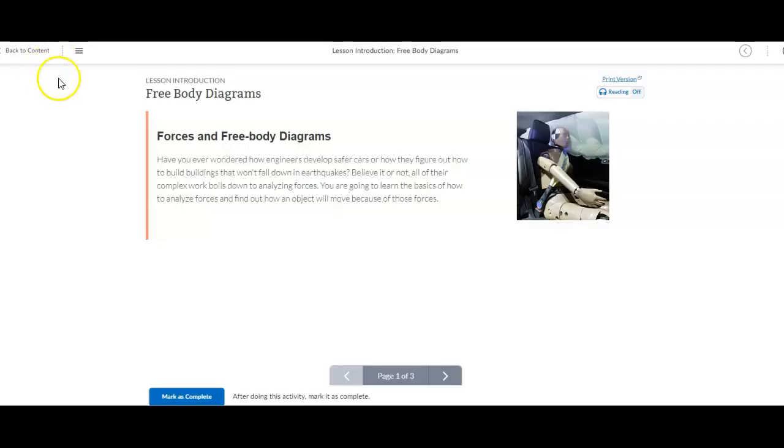All right, as we get into the introduction for 5.05, we're talking about forces and free body diagrams. Have you ever wondered how engineers develop safer cars or how they figure out how to build buildings that won't fall in earthquakes? Believe it or not, all of their complex work boils down to analyzing forces. You're going to learn the basics of how to analyze forces and how to find an object that will move because of those forces.